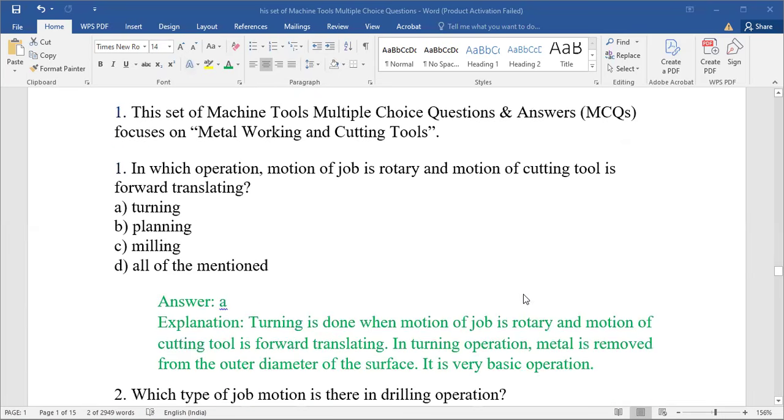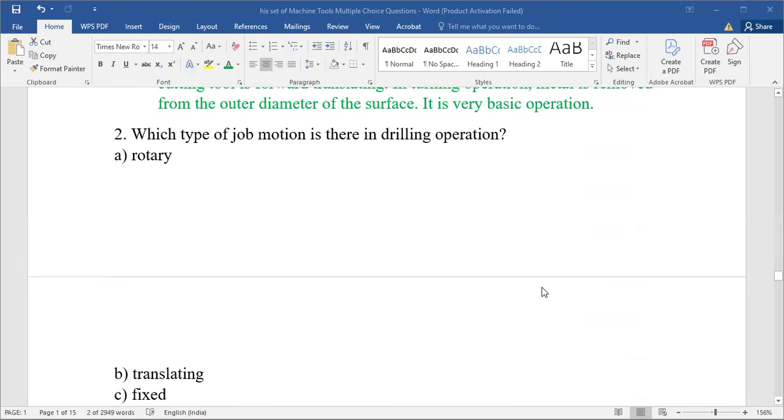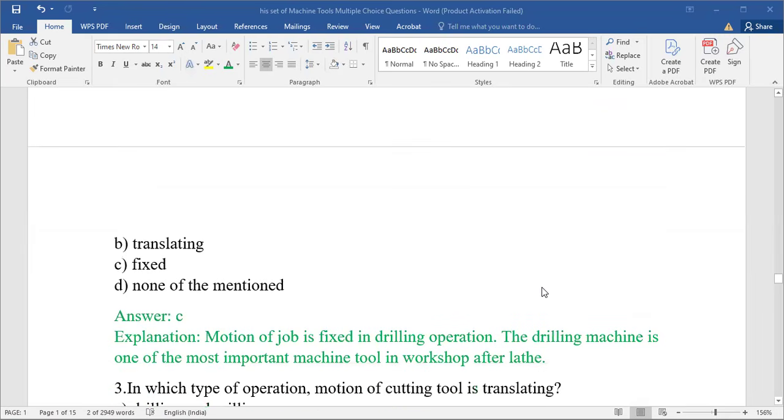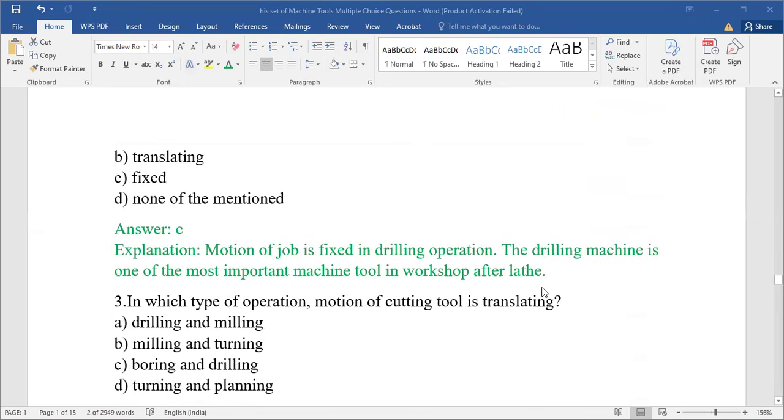Metal working and cutting tool. This is also a multiple choice question. Machine tool multiple choice question and answer. In which operation is the motion of the job rotary and the motion of the cutting tool forward translating? Answer is turning. Which type of job motion is there in drilling operation? Rotary, translating, fixed, none of the mentioned. Fixed.